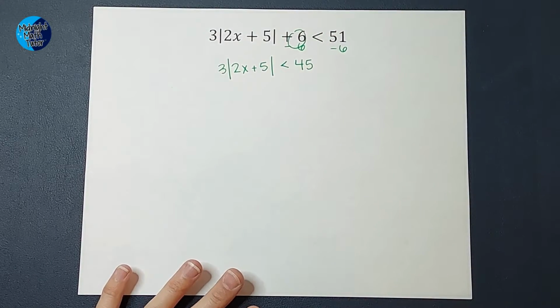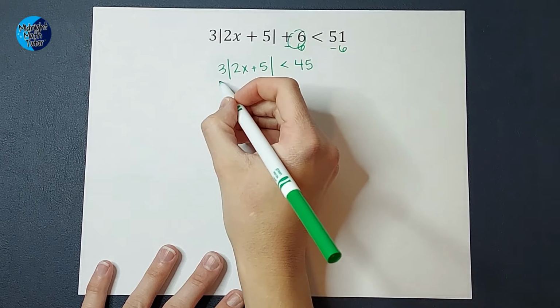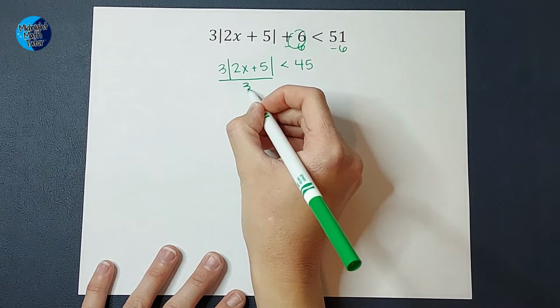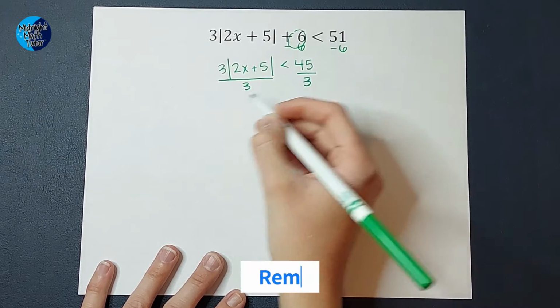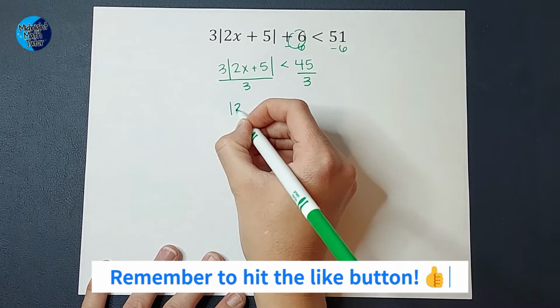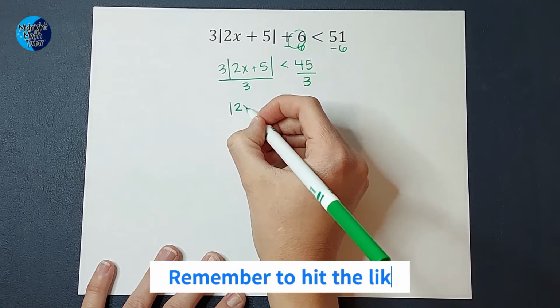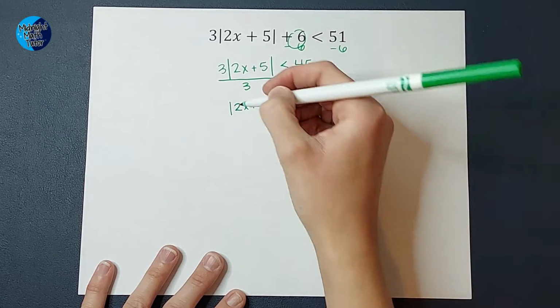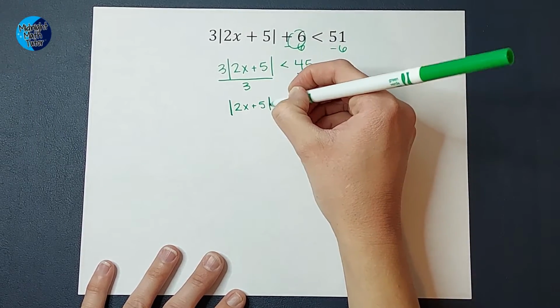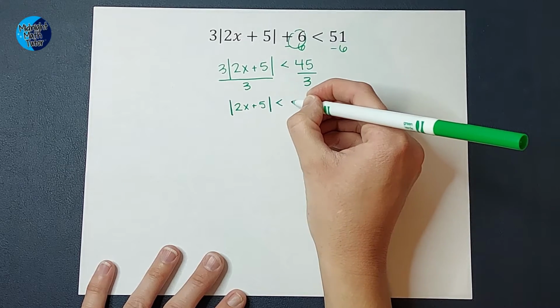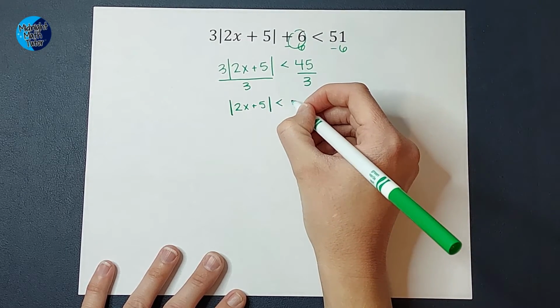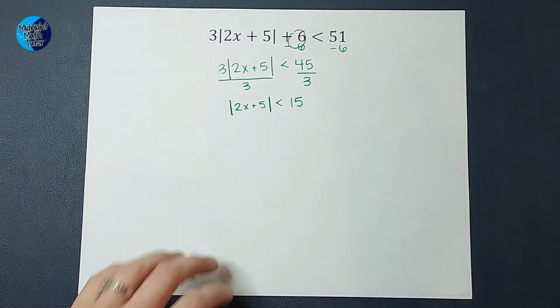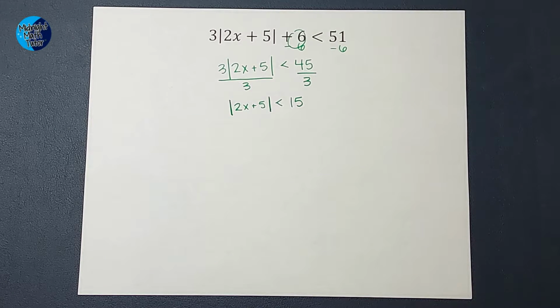All right, from here, I want to get rid of that 3, so I'm going to divide it off, okay? If that had been a negative, I would need to flip this sign, but it's not. So we just keep it how it is. Okay, so then I've got the absolute value of 2x plus 5 is less than 45 divided by 3 is 15. Okay, my absolute value bars are alone, and I'm very happy about that.